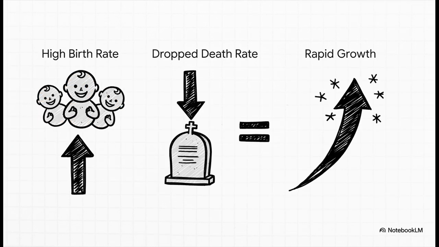And then comes stage 2. This is the teenage growth spurt, the population explosion. What happens here? Well, healthcare gets better, food is more available, so the death rate drops way down. But people are still having lots of babies because that's what they're used to. So you have a high birth rate but a low death rate. And what does that lead to? Boom! The population just shoots up like a rocket.